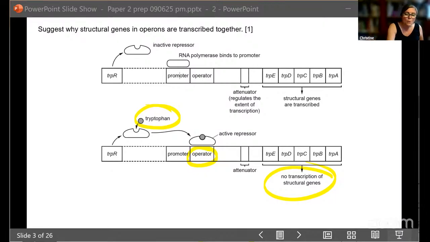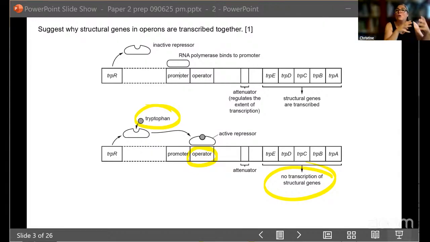So in this case, why are the structural genes in operons transcribed together? There's one promoter. So instead of having many genes with many promoters, there's one promoter. And also because all of these proteins are going to work together.